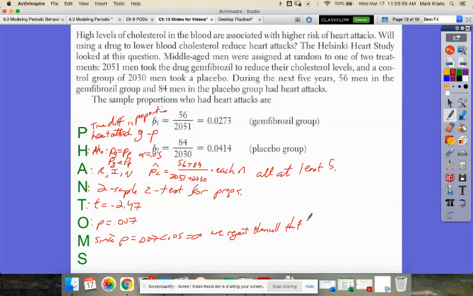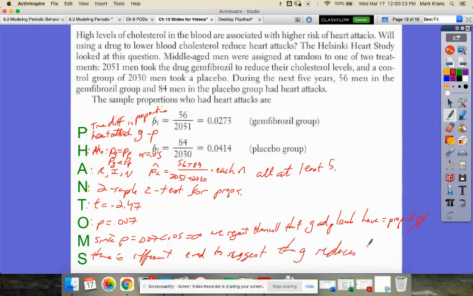that gemfibrozil and placebo have equal proportion of heart attacks, okay? There is sufficient evidence to suggest that gemfibrozil reduces heart attacks. Sweet! That was the whole goal of the experiment, okay?